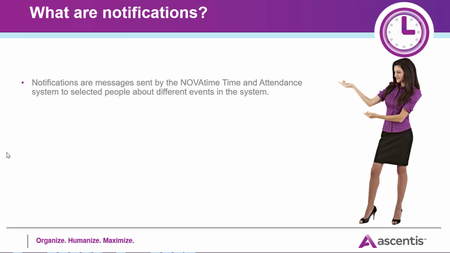So basically, what are notifications within the system? They're messages sent by the time and attendance system to selected people about different events in the system. Very broad, because there are a lot of different notifications we can configure. Things about timesheet data, things about accrual balances, pending time off requests, time clock alert notifications, things that deal with FMLA or care points. So at this point, I'm going to jump over into the system, and then we'll go through how we set up notifications and then basically how to use them.